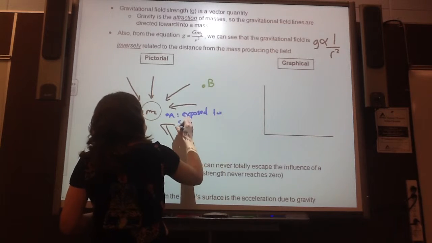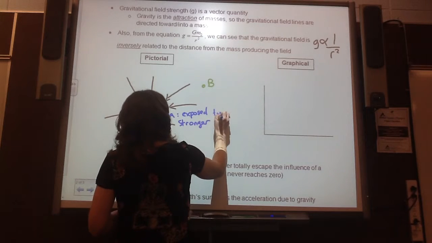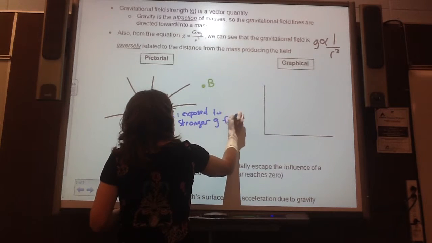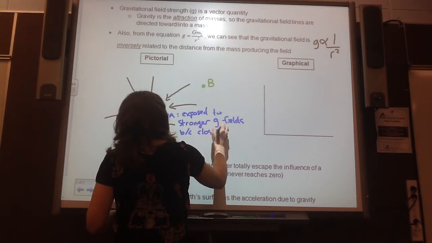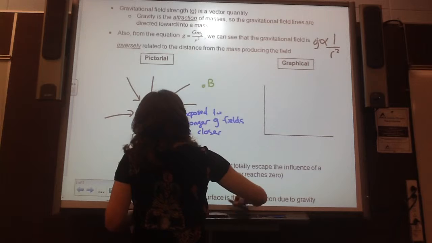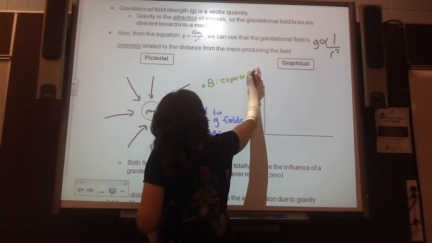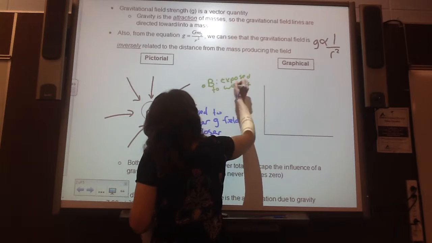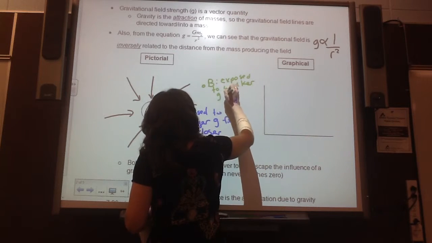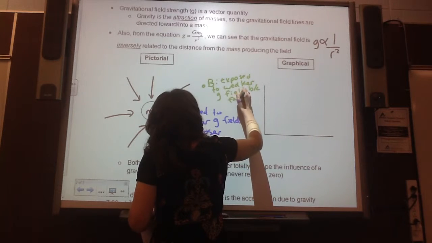So A will be exposed to stronger g fields because it's closer, and point B will be exposed to weaker g fields because it's far away.